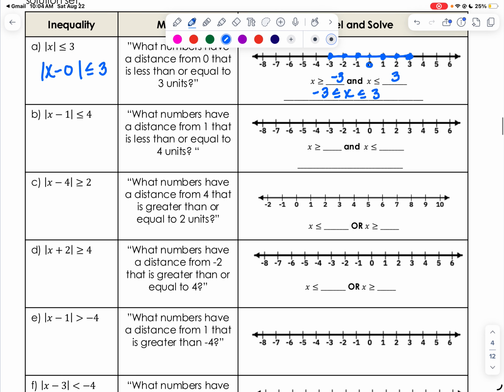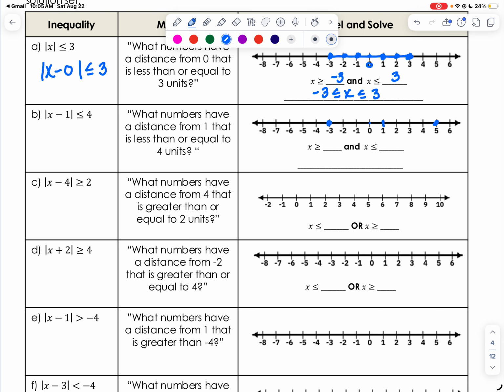All right, problem B. We have the absolute value of x minus 1 is less than or equal to 4. So the meaning of this statement is saying what numbers have a distance from 1 that is less than or equal to 4 units. So here's the number 1. Now let's count out 4 to the right. 1, 2, 3, 4. Put a dot. And 4 to the left. 1, 2, 3, 4. And put a dot.